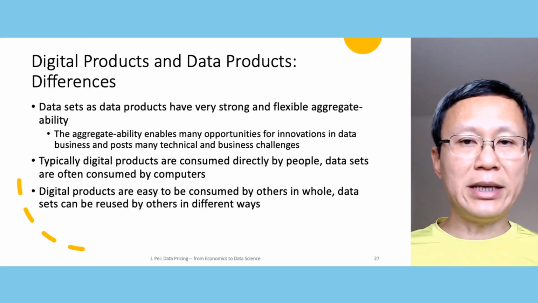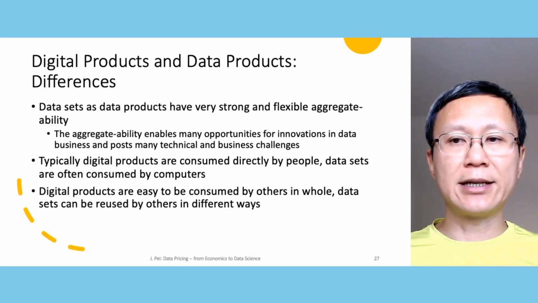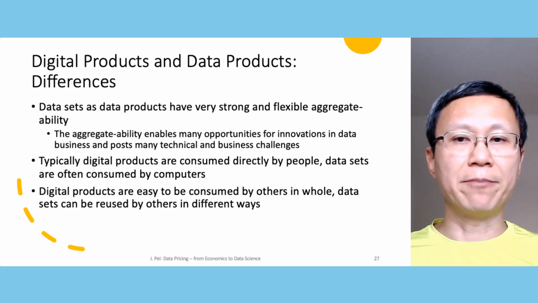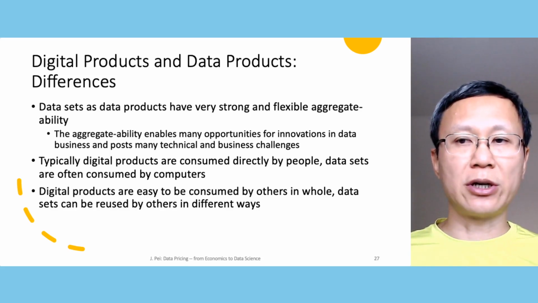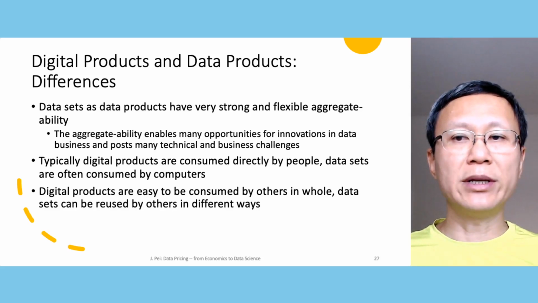Third, the means of consuming digital products and data products are also very different. Typically, digital products are consumed directly by people, such as movies watched by people and music enjoyed by fans. Datasets are more often than not consumed by computers. They are, for example, analyzed, summarized, or used to train machine learning models. The outputs of models are used to automate operations or support human decision making.